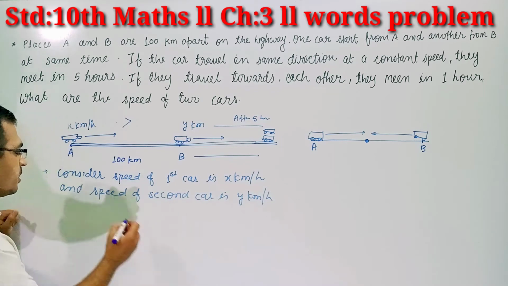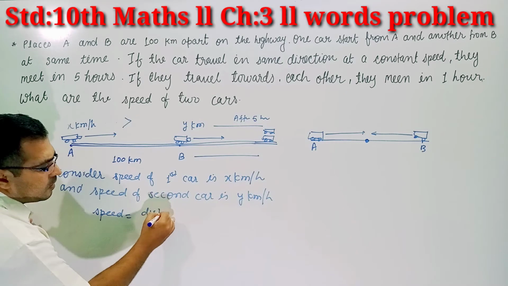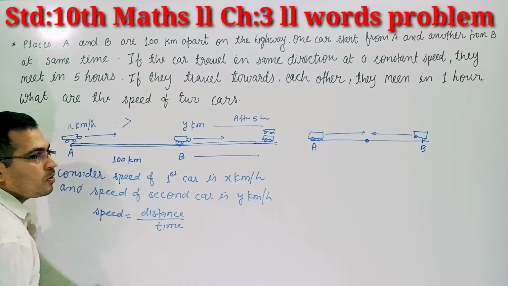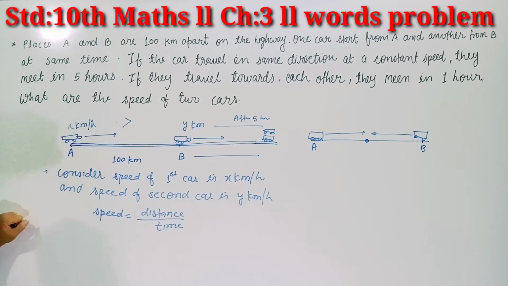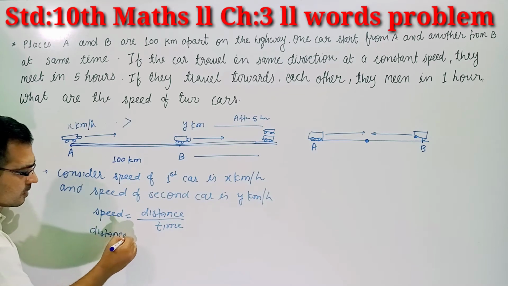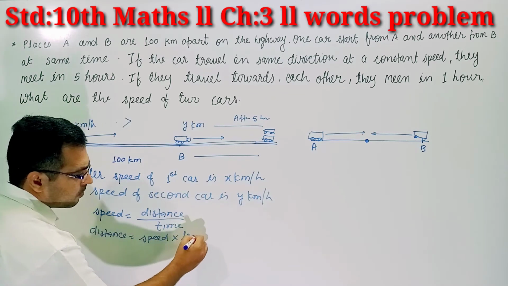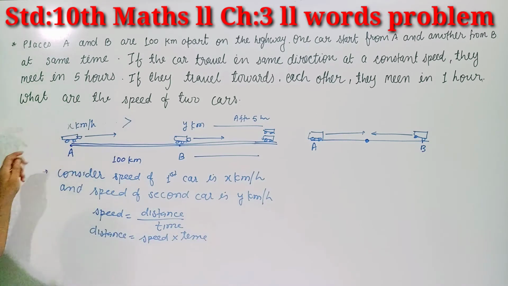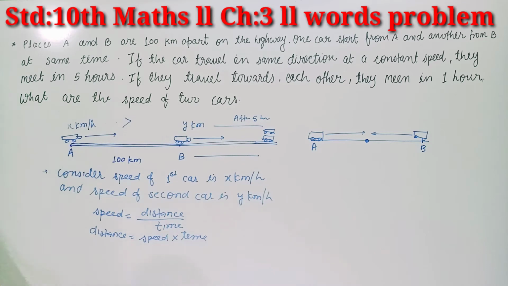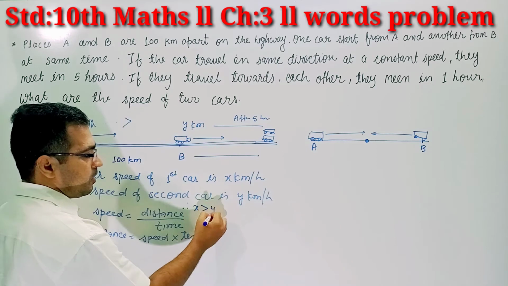We know that, students, speed is equal to distance upon time. So distance is equal to speed into time. Here the speed of the first car is greater than the speed of the second car. So here you can write x is greater than y.